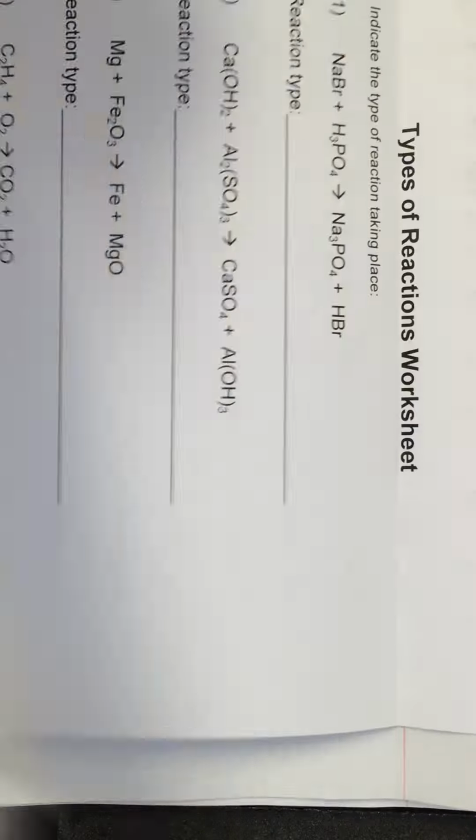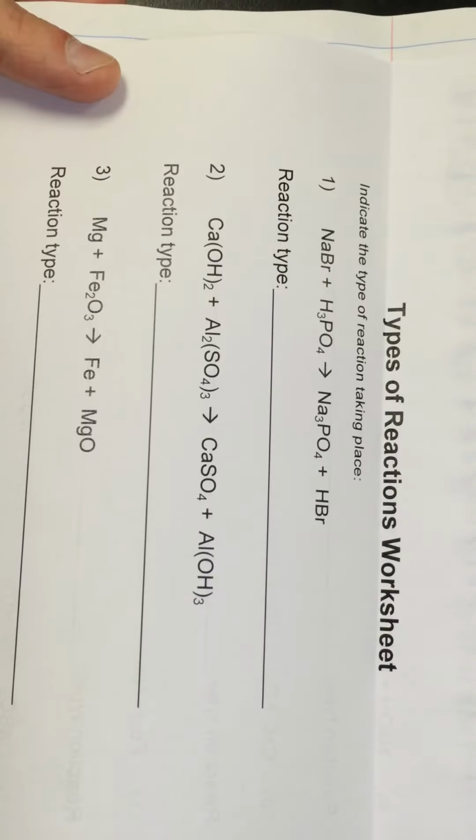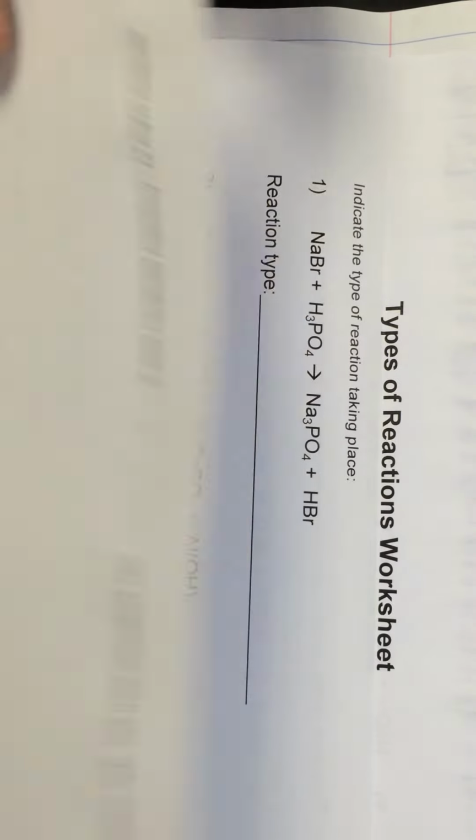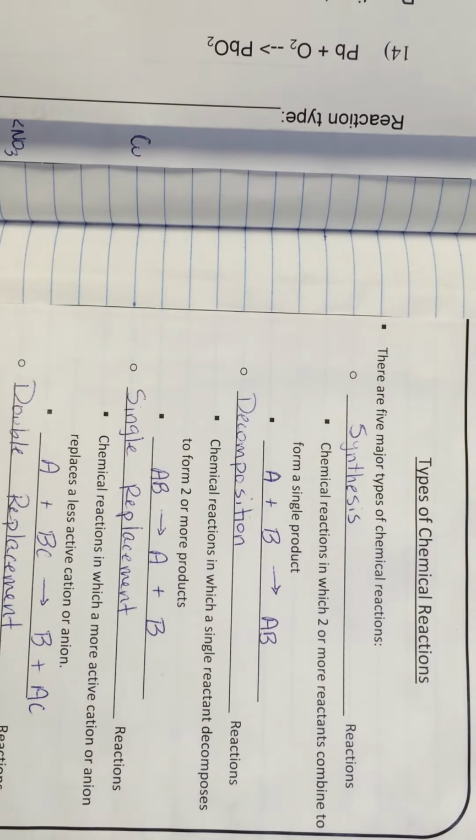Anyway, if you've got this down, go ahead and practice this concept on the types of reactions worksheet, and when you finish that, glue it into the left side of page 36 on type of chemical reactions.